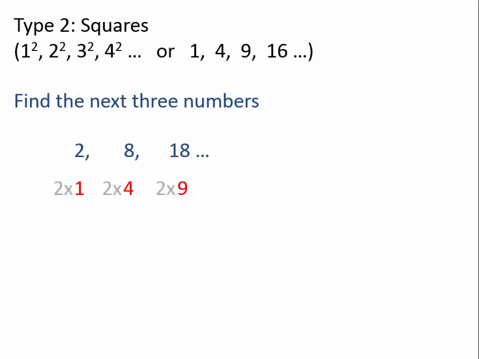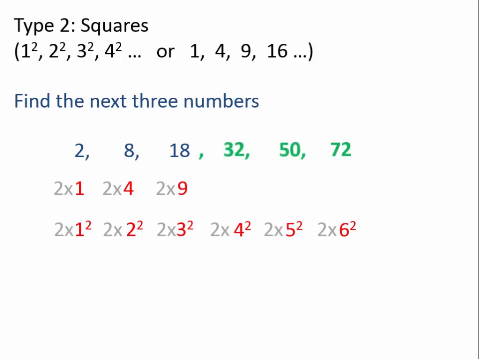Each of them are multiplied by 2. 2 times 1, 2 times 4, 2 times 9. So in other words, it's your squares, but multiplied by 2. So the next would be 2 times 4 squared, 2 times 5 squared, and 2 times 6 squared. So 2 times 16, 2 times 25, and 2 times 36. And you get your answer as 32, 50, and 72.